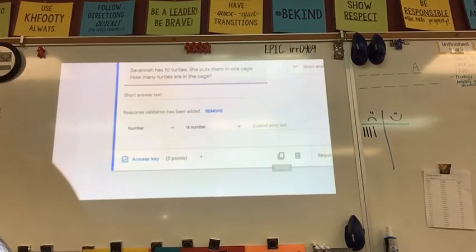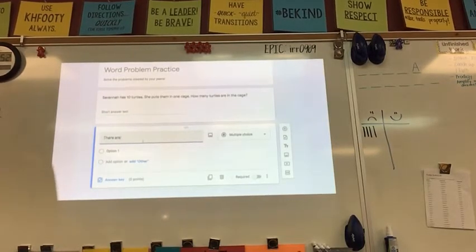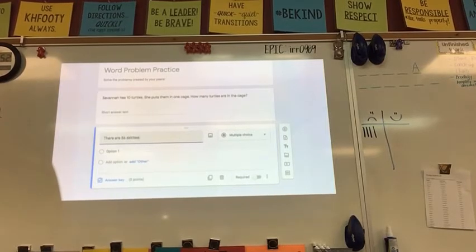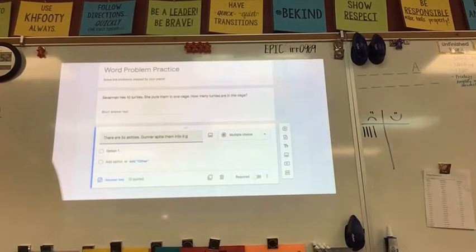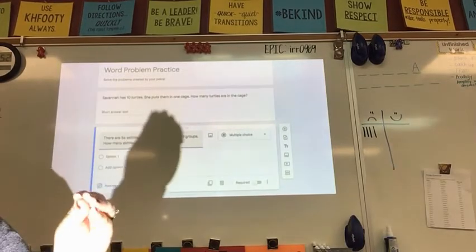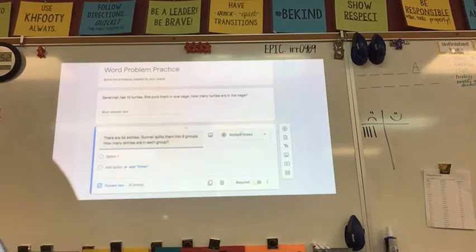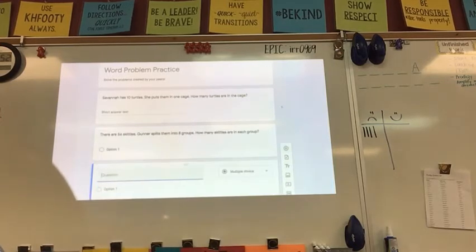I'll do another one. Emerson: There are 56 Skittles. Gunnar splits the Skittles into 8 groups. How many Skittles are in each group? Does that have a total and a number of groups? You bet, that works. Okay, Ellie, do you have one?